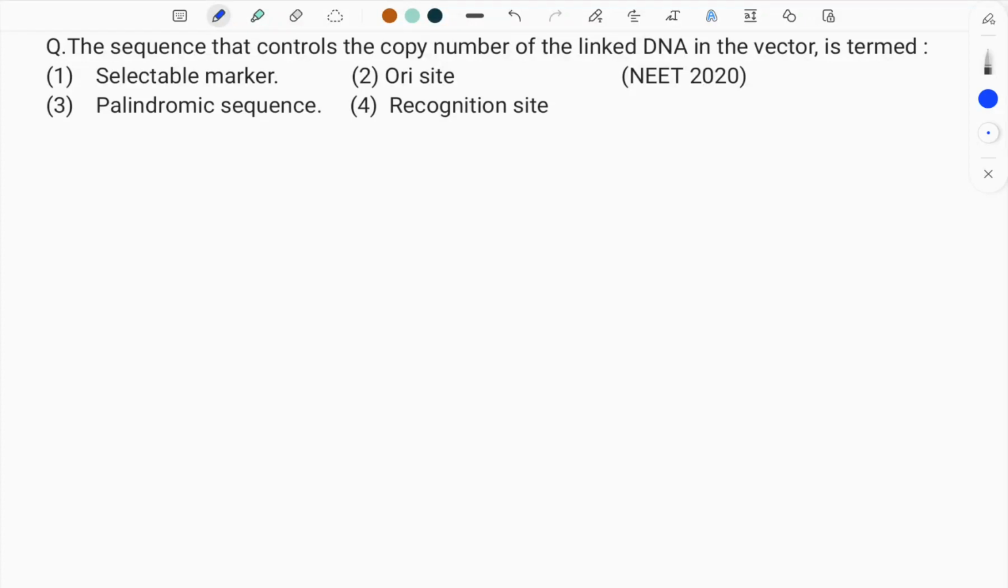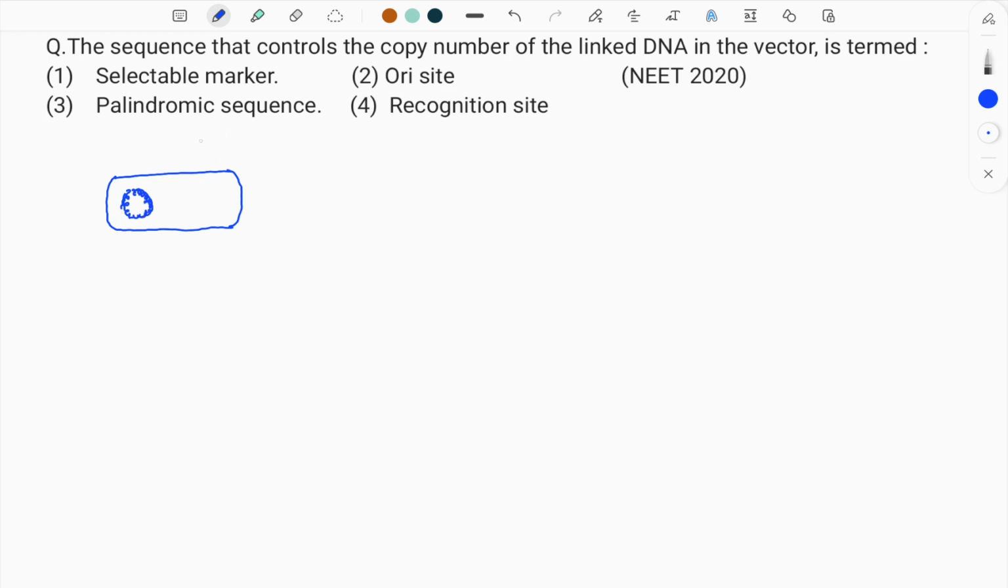We have a question here about the vector as well as the sequence that controls the copy number of linked DNA. To know about the question, we should discuss something quite interesting. Let us see that this is a bacteria, right? So in this bacteria, its own DNA is present, which is double stranded circular naked DNA.